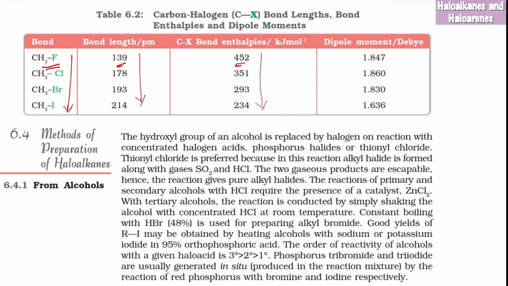And as can be seen from the table, the dipole moment of carbon chlorine bond is the highest. Dipole moment is equal to charge into separation between the charges. So going down from fluorine to iodine, the bond length increases, which means the distance between charges increases. But the electronegativity of the halogen atom decreases from fluorine to iodine, so the value of Q decreases. So taking into consideration both the values, that is the charge and the distance between the charges, the dipole moment of carbon chlorine bond is maximum.